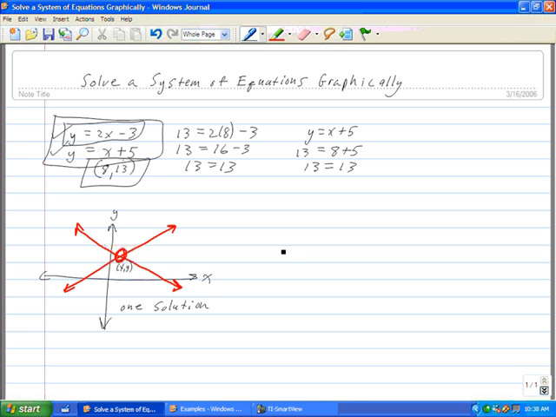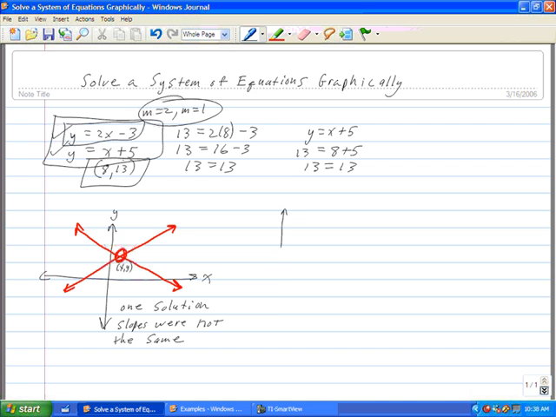The reason that we had one solution like this is because the slopes were not the same. We can look back at these two original equations, and we found the first equation had a slope of 2. The second one had a slope of 1. Since those are not the same, that is the reason for the point of intersection. So you can simply get the system of equations into the y equals mx plus b form, and if the slopes are at all different, you know you're going to have one solution.